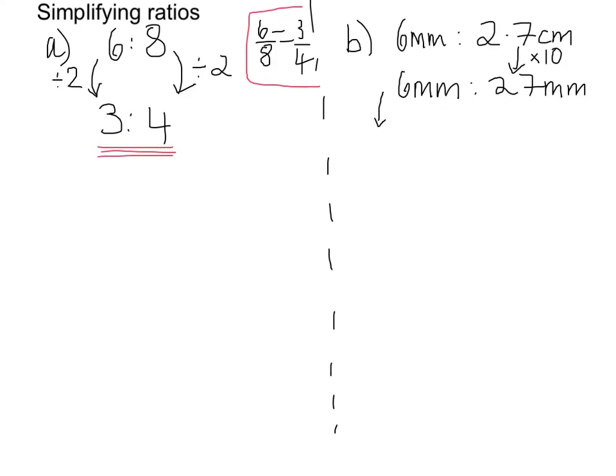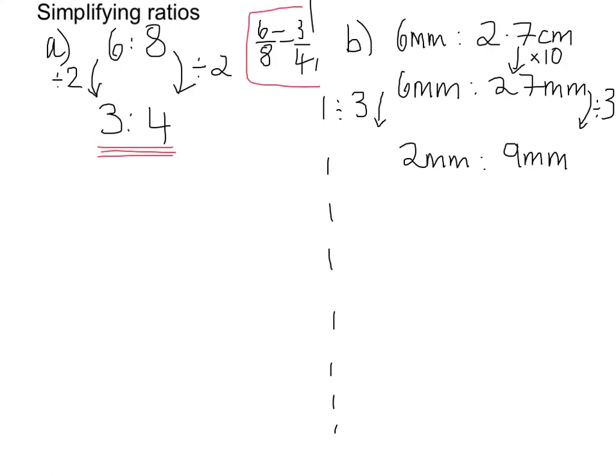So now we're going to think of a number that goes into 6 and 27, and I'm going to divide both sides by that number. So a number that goes into 6 and 27 would be 3. So we're going to divide both sides of this ratio by 3. 6 divided by 3 is 2. 27 divided by 3 is 9. So we've simplified it to 2 millimetres to 9 millimetres.